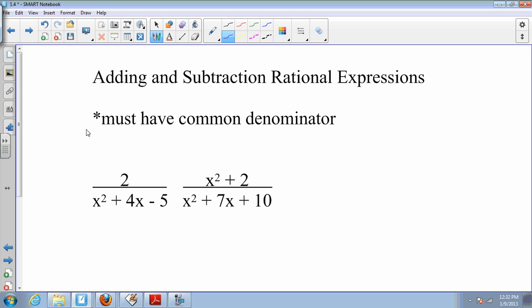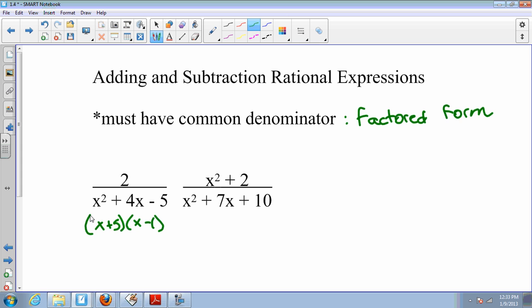When we add or subtract rational expressions, we must have a common denominator, and to get the common denominator, it must be in factored form. So x squared plus 4x minus 5 factors to x plus 5 times x minus 1. X squared plus 7x plus 10 factors to x plus 5 times x plus 2.